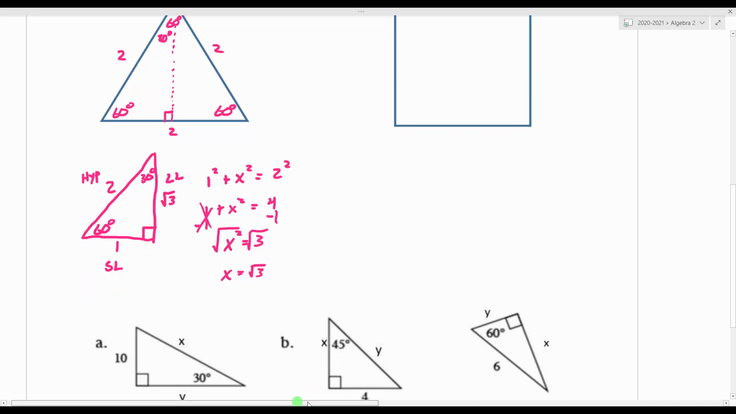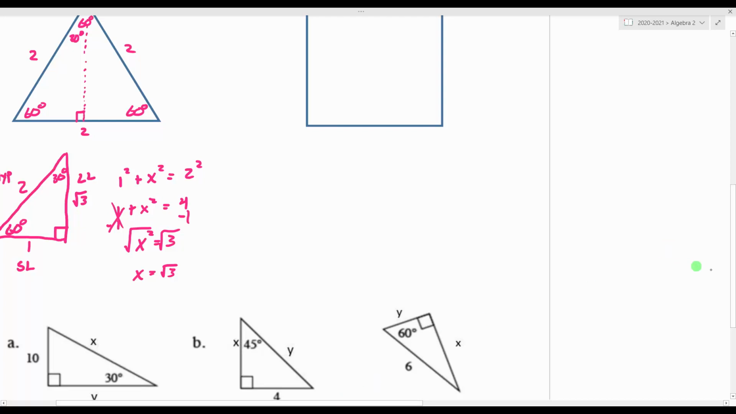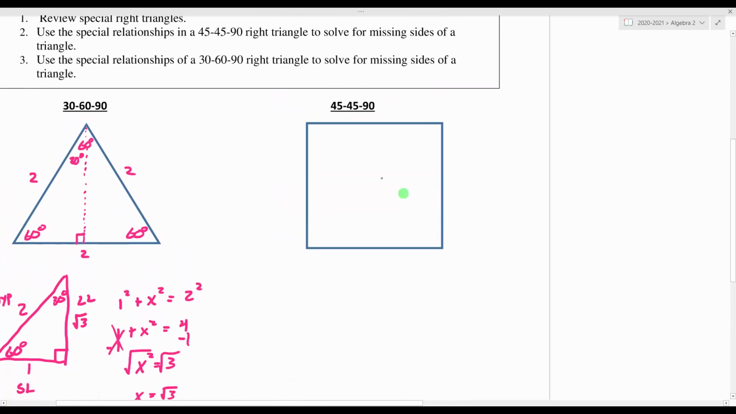Now let's do a 45, 45, 90. The 45, 45, 90 actually comes from a square. So this is a square, which means all of these sides are going to be the same. Let's pretend that they all have sides of 1. So this is a square with sides of length 1, and I'm going to split this square in half, just like that. You'll see that 2 triangles form here.